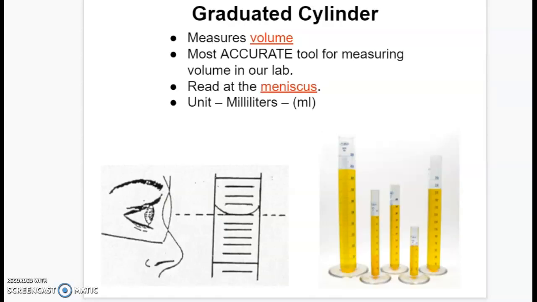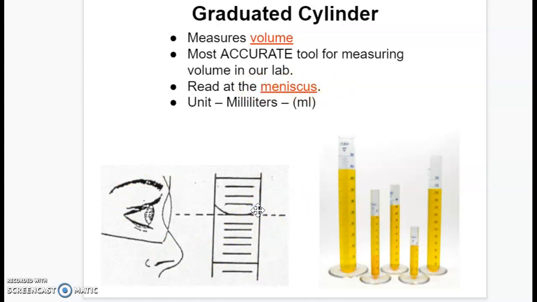Then we have our graduated cylinder. We use these quite a bit in science. It measures volume. It is the most accurate tool for measuring volume in our lab. You always read it at the meniscus. Hopefully you've heard that word before, meniscus. And here's a picture of what that means.